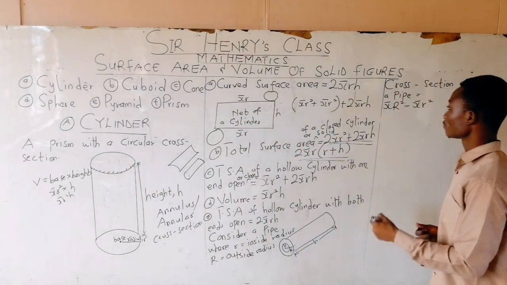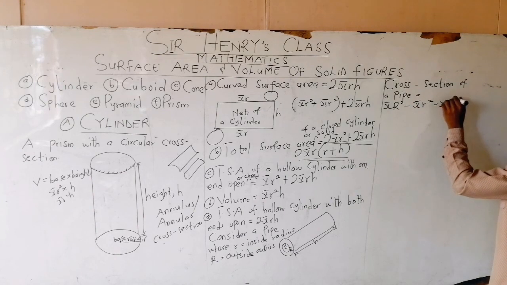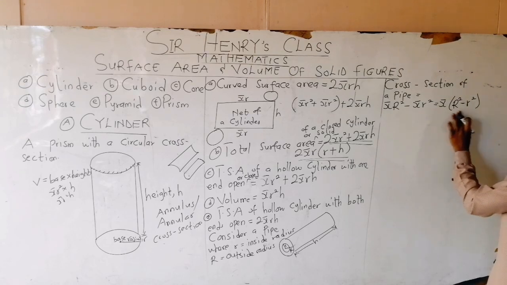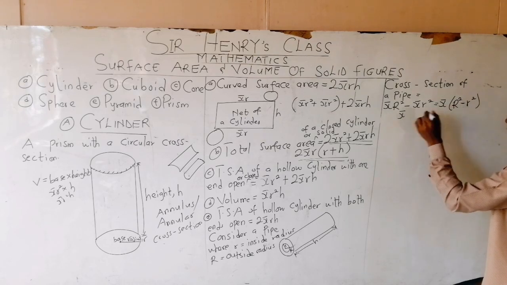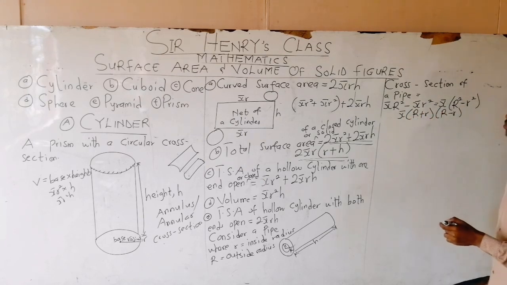You can also use factorization of the difference of two squares. So pi is factorized out, and capital R squared minus small r squared is left. Now this can be written as a difference of two squares. I believe you remember, you add them in one bracket, and subtract them in the other.